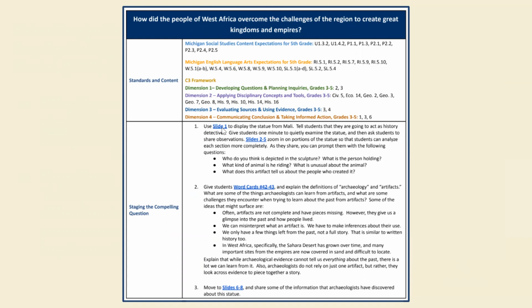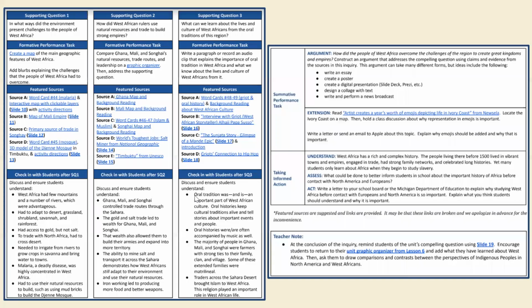And then this is a step-by-step process of walking students through staging the compelling question. This is the activity you're going to do with kids to get them interested in this topic and to get them thinking. The supporting questions are then on the next page. And you'll notice each supporting question is paired with a formative performance task. Again, these are just for you to be able to check whether students really got it.